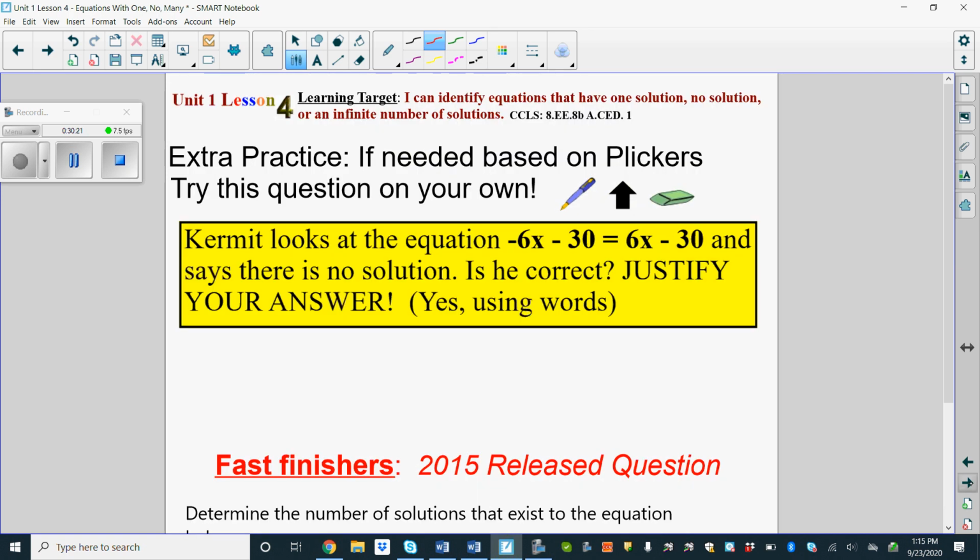Okay, so Kermit looks at the equation negative 6x minus 30 equals 6x minus 30 and says there is no solution. Is he correct? And justify your answer using words. Well, what do we think? Take a minute.